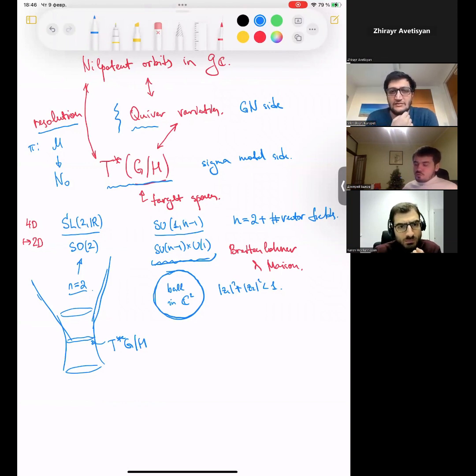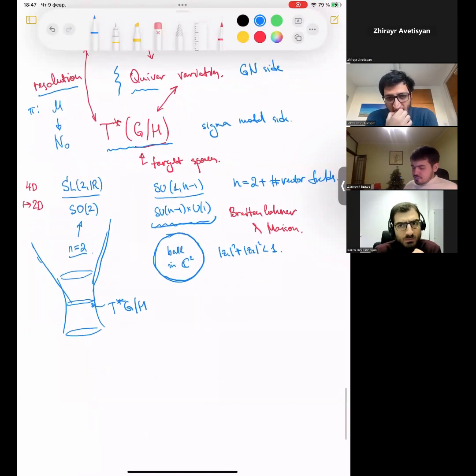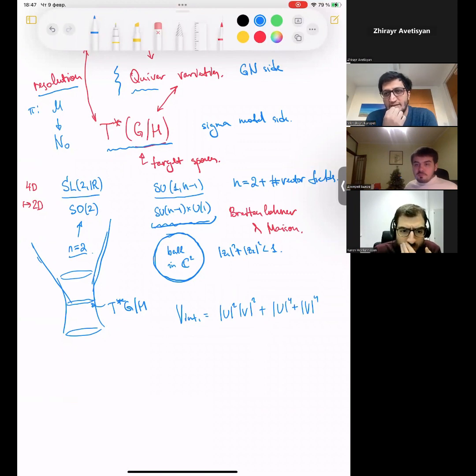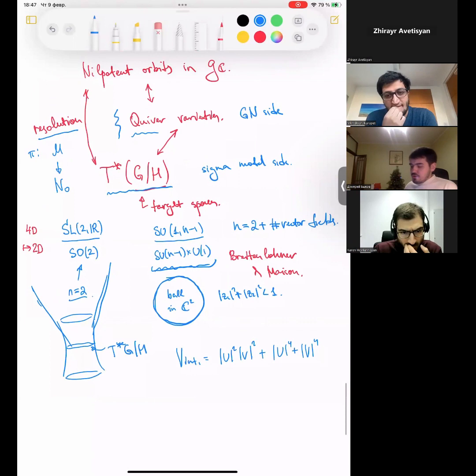Yeah, more exactly, you have, for example, interactions of the type not only |u|^2, |v|^2, but you have also u^4 plus v^4. So you cannot integrate out the u and v variables to go to a sigma model. I see. For general nilpotent orbits. Okay. You could, in principle, also study quiver varieties that are not related to nilpotent orbits also. So yeah, I see.